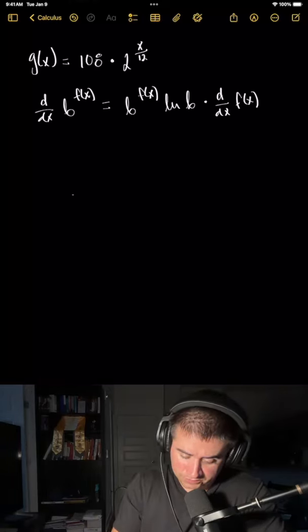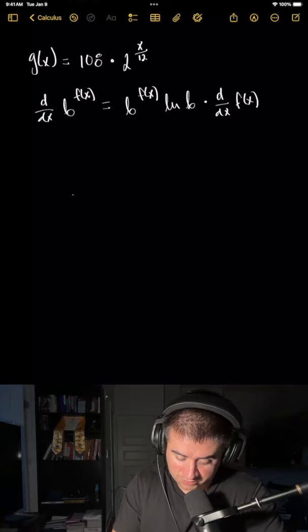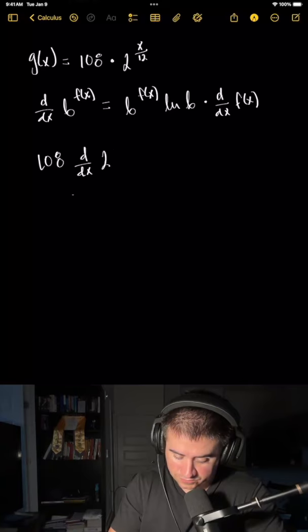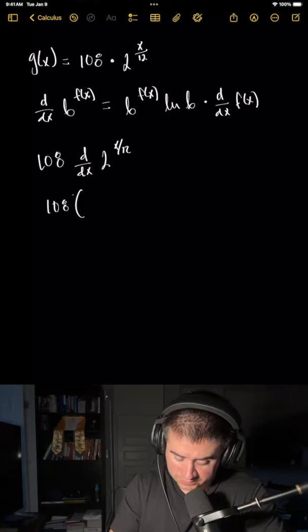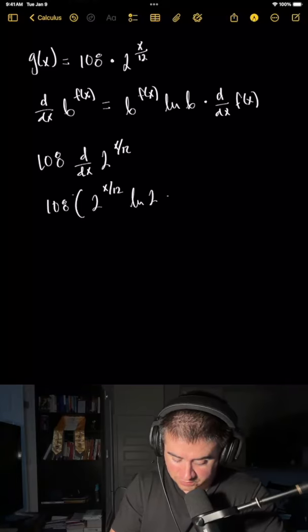So let's use this rule now to find the derivative of 108 times 2 to the power of x over 12. So what we could do is just factor out that 108 and then take the derivative of 2 to the power of x over 12. So that's going to give us 108, and we'll just put parentheses around this. And then the rule said we just have to rewrite that function, 2 to the power of x over 12, and then ln 2 because 2 was our base, and then we multiply by the derivative of x over 12.